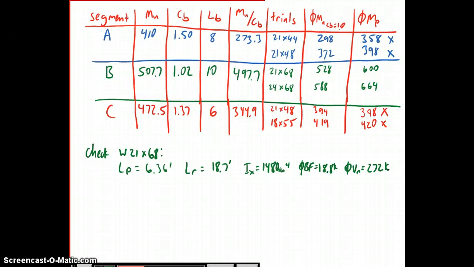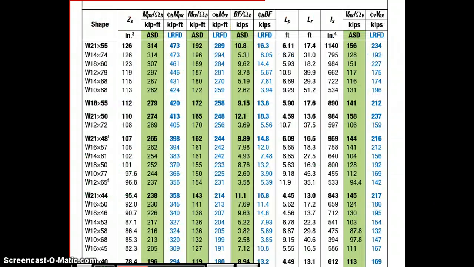Now we're going to confirm it works for all three segments. So in segment A, we know that the design strength is equal to C sub B times the design strength when C sub B equals 1.0. And we get that by going into table 3-10. So our trial shape, the 21 by 68, was found looking at segment B. We need to make sure it works for segment A. So we're going to enter table 3-10 using the segment A parameter of an 8-foot unbraced length.